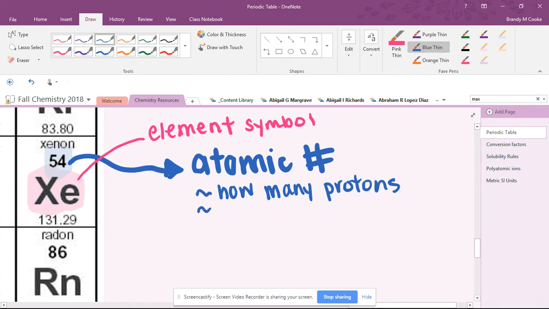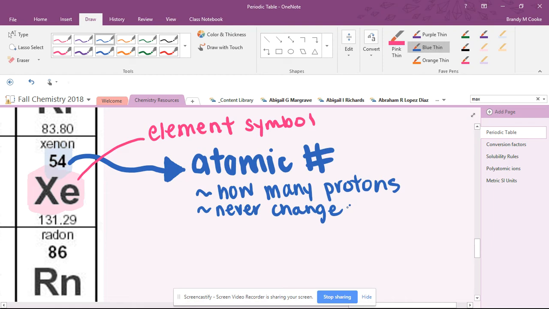If I said that an element has 54 protons, what element is it? The answer is xenon, and the answer is always xenon, and that answer will never change. The number of protons is used to identify. The number of protons never, ever changes.